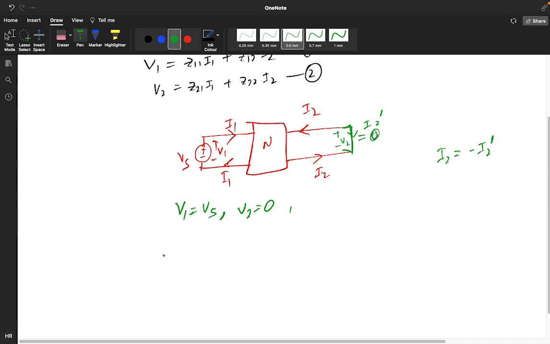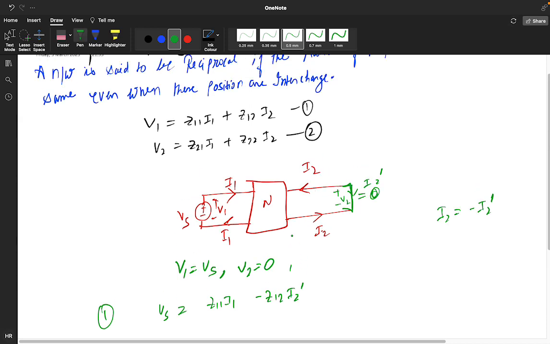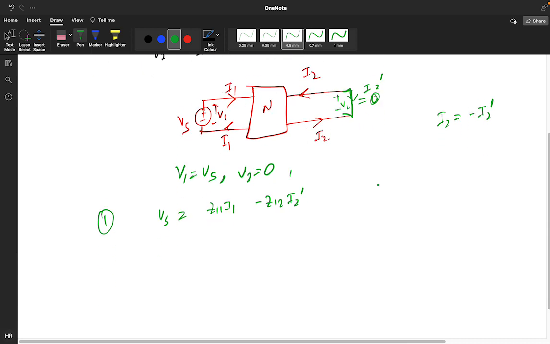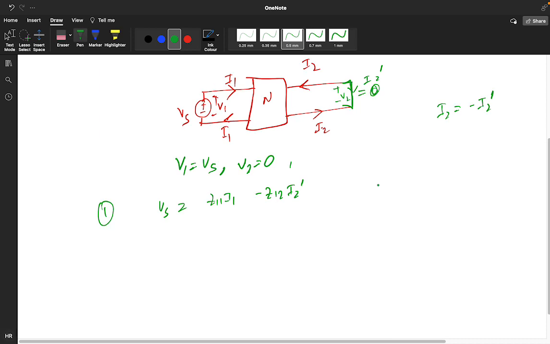Okay, so write equation 1: Vs is equal to Z11 I1 minus Z12 I2 dash. In place of I2 I have written minus I2 dash, because I have taken a direction opposite to this in the same branch, in the same loop, as a new name I2 dash.